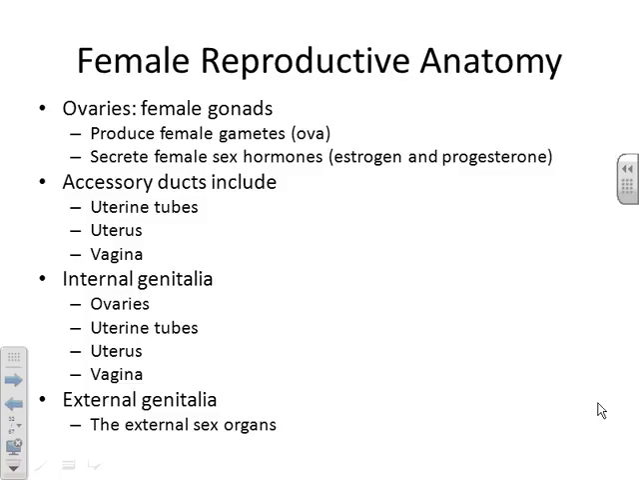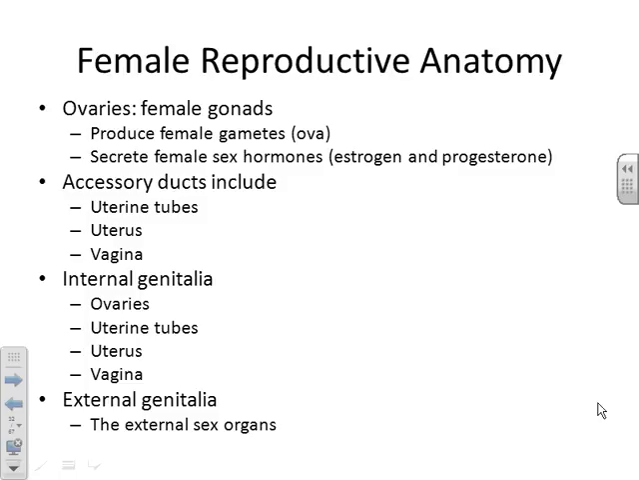Within the female reproductive system, we're going to focus on the ovaries as the main reproductive organ responsible for producing the female gametes known as the egg or ovum. The ovaries are also responsible for secreting those two important female hormones that we're going to spend quite a bit of time talking about, estrogen and progesterone.